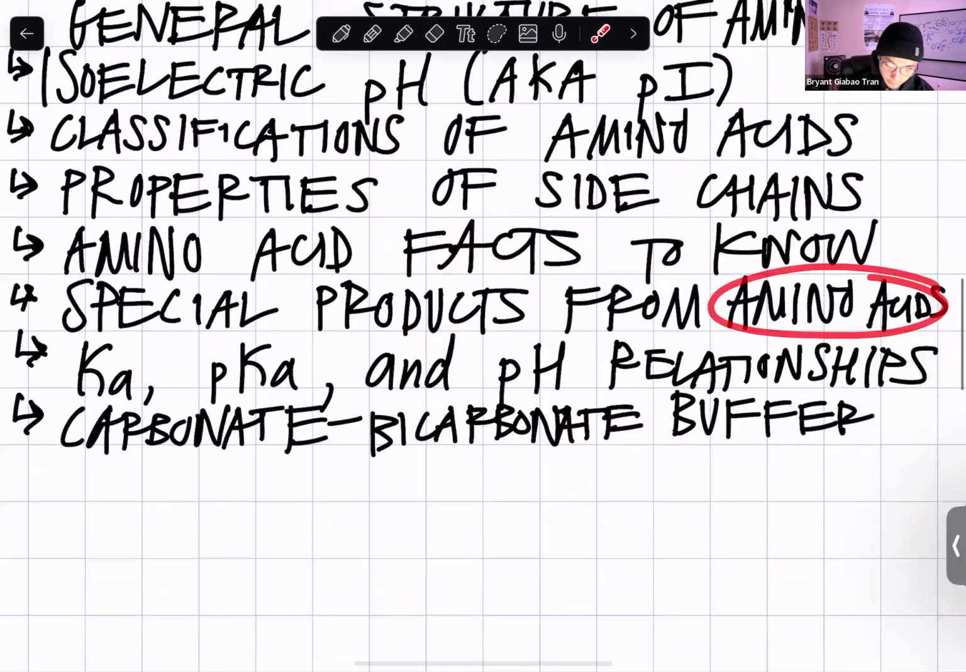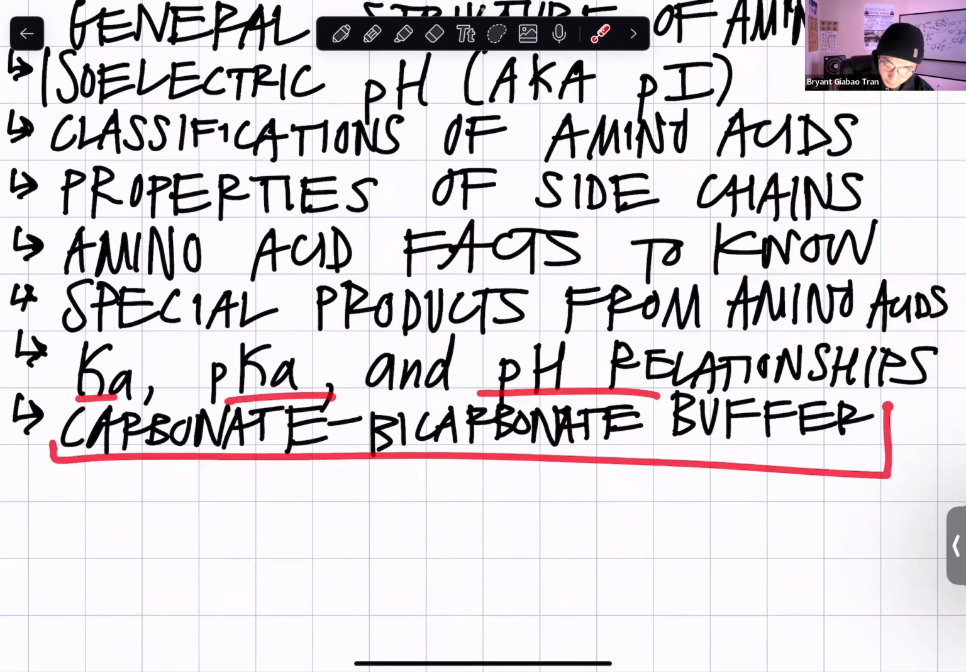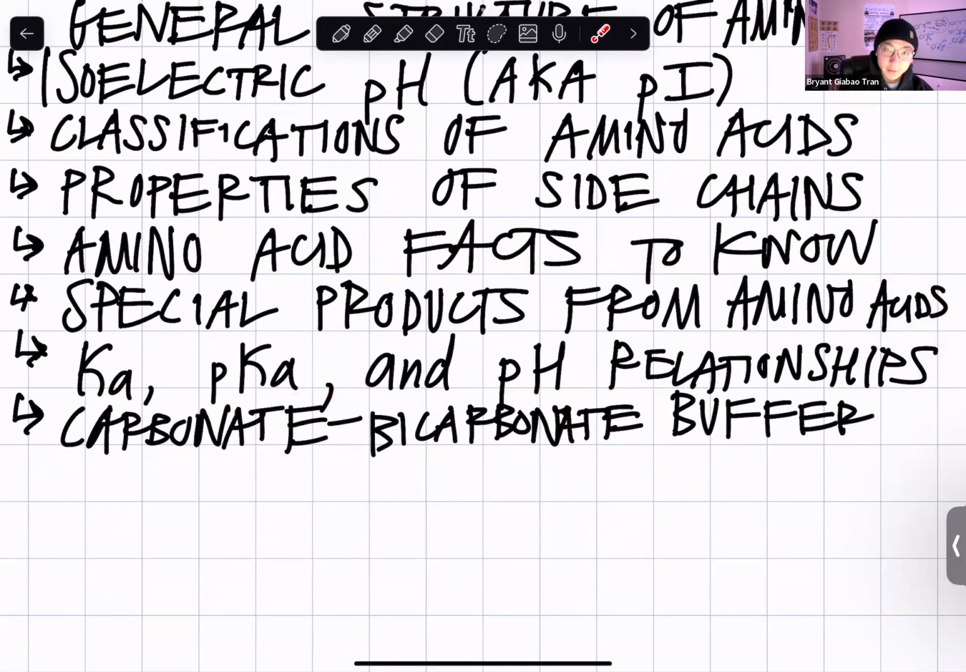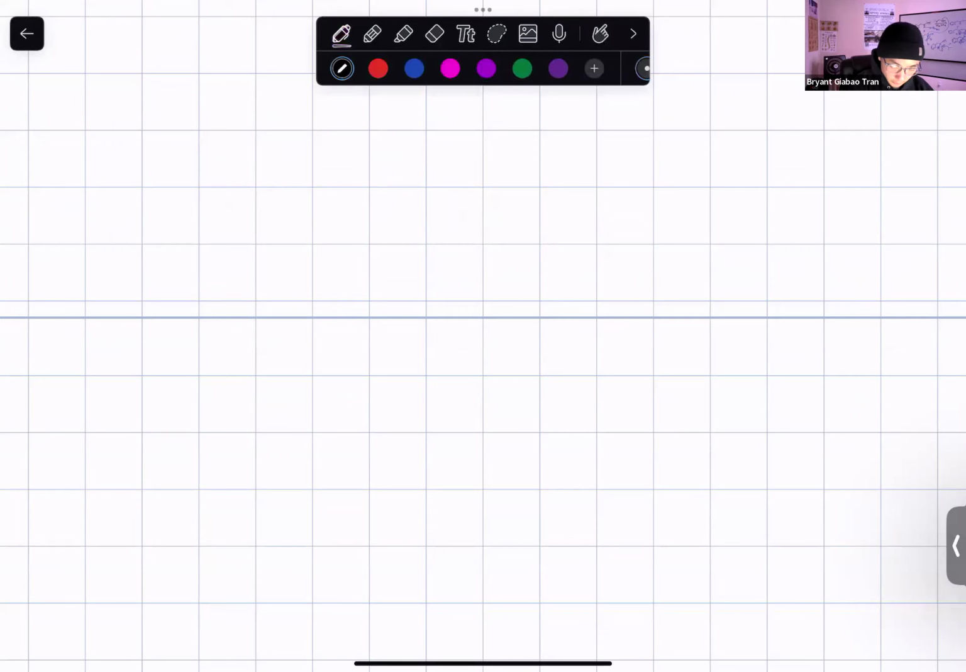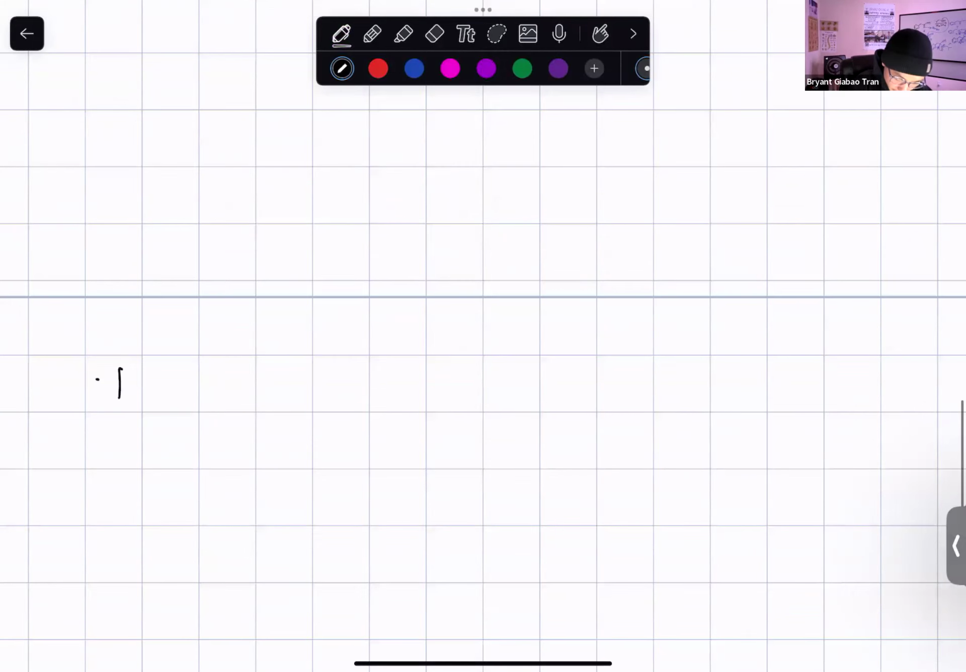And then we are also going to talk about Ka, pKa, and the pH relationships, and buffers such as the carbonate bicarbonate buffer in the bloodstream, right? So let's get started with the electronegativity concept.